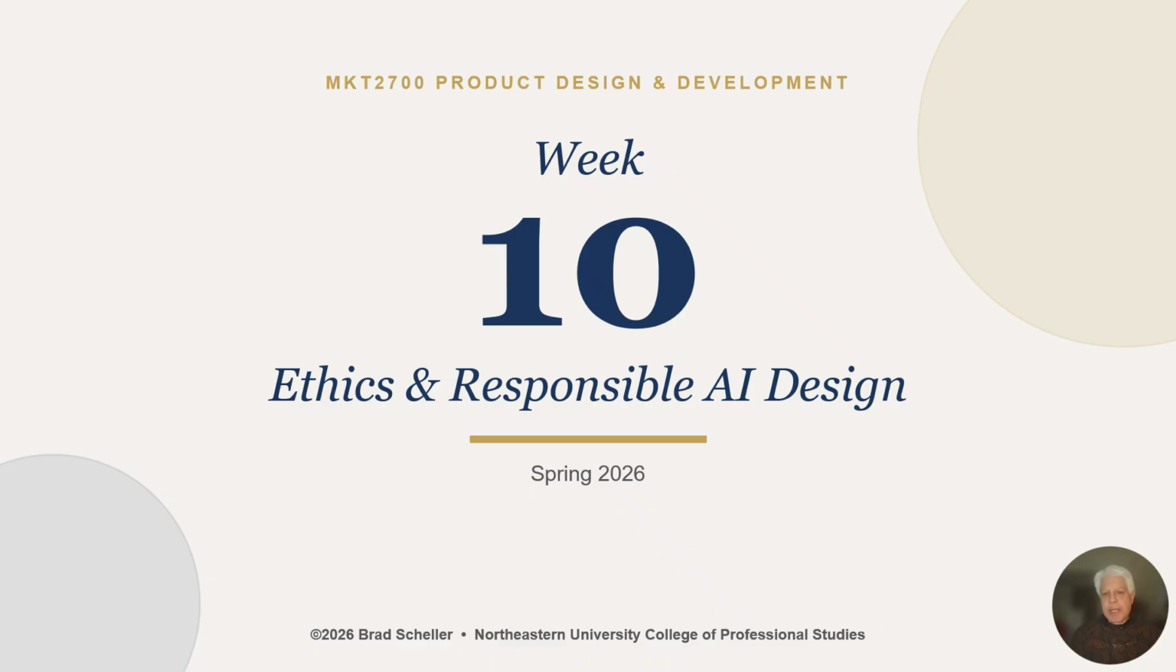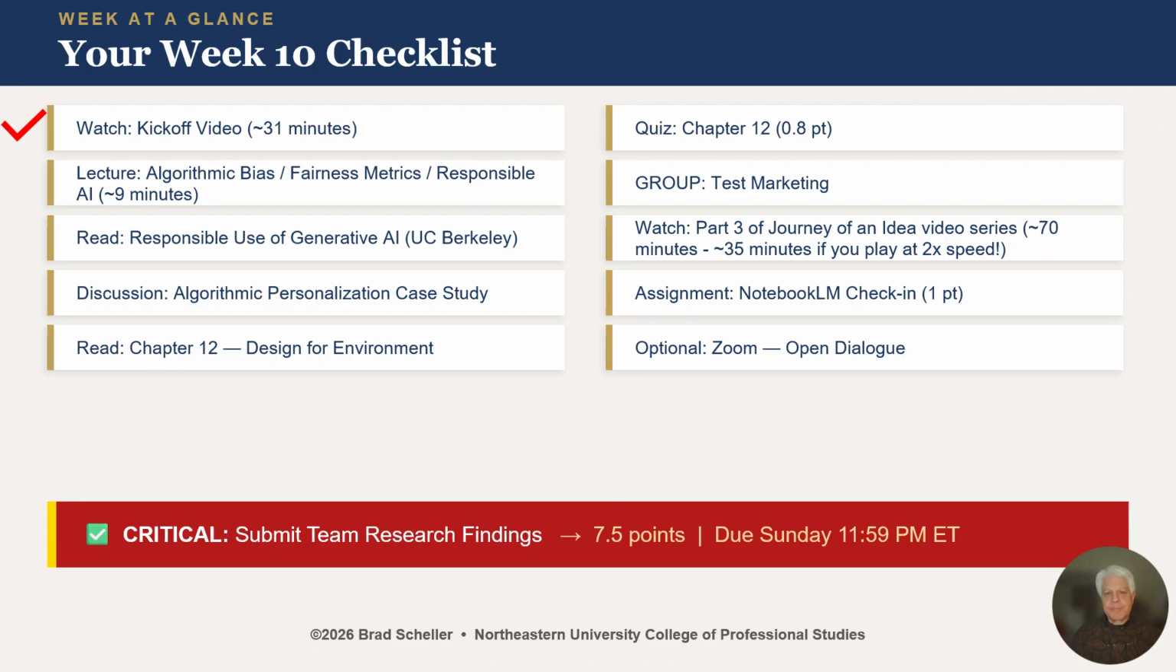So we've spent 9 weeks so far learning how to build products, how to define problems, generate concepts, prototype, test, and all of that is in service of creating things that go out into the world and affect real people. So this week we're going to stop and ask, are we building the right things in the right way for the right people? That's not a soft question. It's a hard business consequences issue. Regulatory risk, customer rejection, reputational management, and increasingly legal liability. So let's get into it.